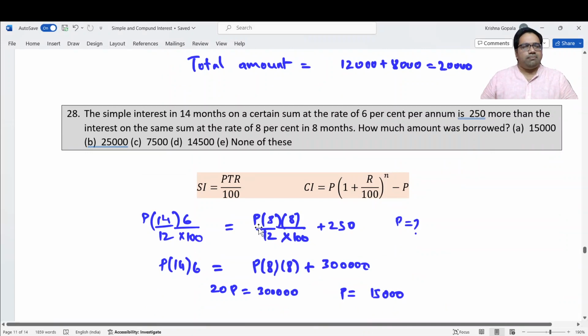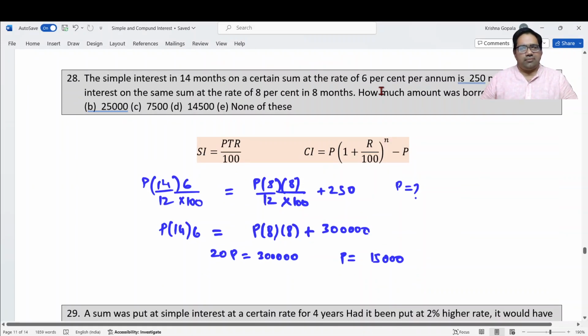Now, the simple interest in 14 months on a certain sum at the rate of 6% per annum is 250 more than the interest on the same sum at 8% in 8 months. Okay. On a certain sum at the rate of 6% per annum in 14 months. 14 months means how many years? What is the time period? The 6% is per year. So how many years? 14 by 12 years. So the interest is P into 14 by 12 into 6 by 100. This should be in years.